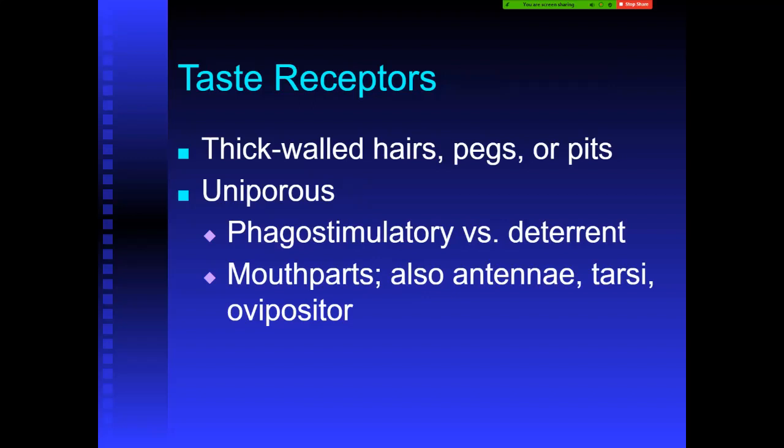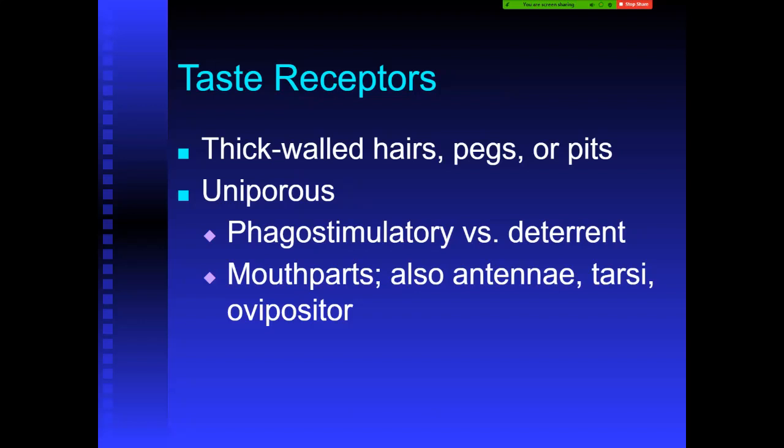Again, taste receptors are found on thick hairs. Again, made up of the cuticle, it's not really a hair. Or they may be pits or pegs that are sticking out of the insect. They can either be phagostimulatory, meaning that they'll increase the likelihood of the insect going to the chemical and wanting to eat it, or they could be a deterrent and actually cause the insect to run away or fly away, whatever the case might be. Like DEET can chase away mosquitoes. We learned that through using these tests and so forth.